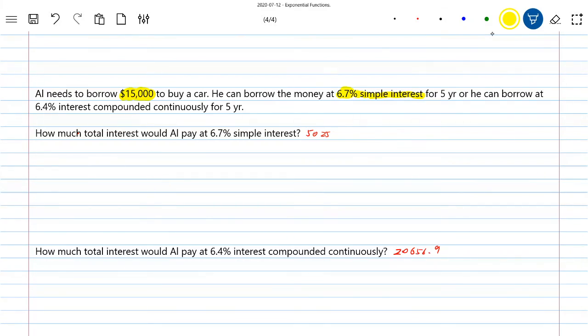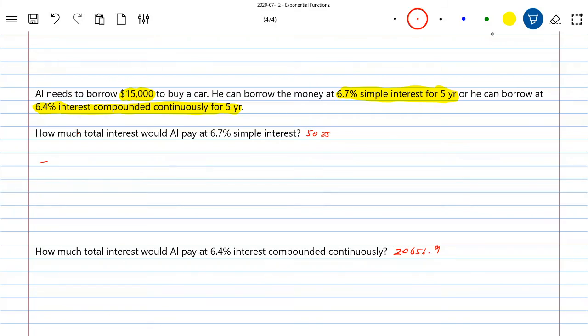6.7% simple interest for 5 years. This is one of the options. The other option is 6.4% lower interest rate, but it happens continuously over the 5 years. These are the two options. And we want to figure out which one is the best case. So first, they ask you how much total interest would you pay at 6.7% simple interest.